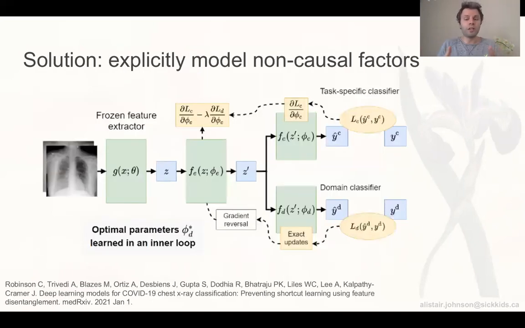What's our other solution? Well, we could actually explicitly model these non-causal factors. So we can almost add a regularization term, which says, okay, I know that these two X-rays were measured at different hospitals, and that's what domain is in this figure. So I am just going to explicitly try to model those two different hospitals, and then I want to subtract that learning from my underlying representation. Two different ways of tackling the similar issue of these non-causal factors.